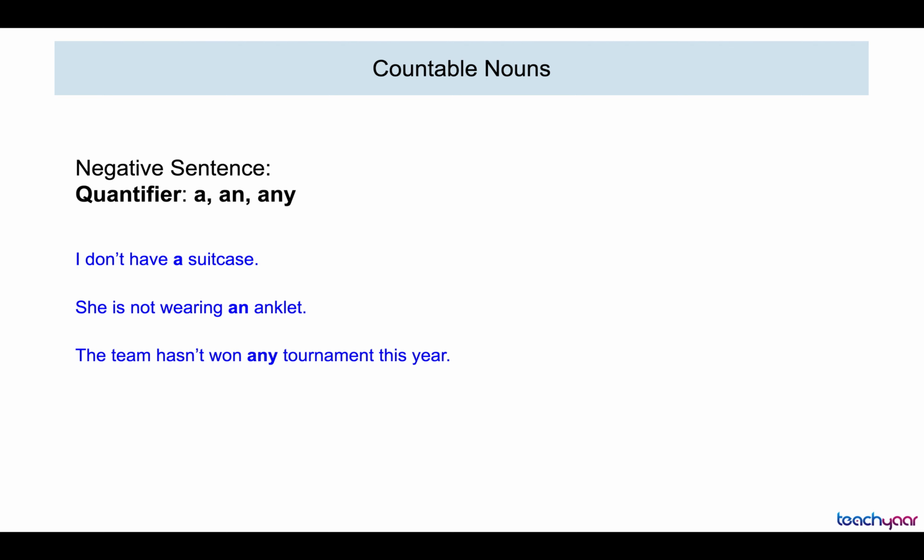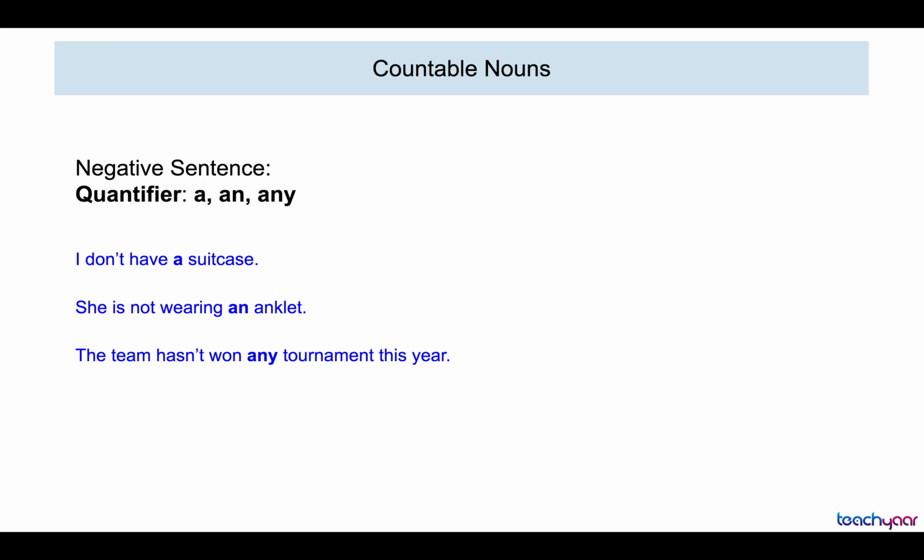The team hasn't won any tournament this year. Again it's a negative sentence, has not won, hasn't won. And tournament is singular, so we have used any tournament, has not won a single tournament, so only one. So we use the determiner any. Now let me tell you one thing, these rules about the quantifiers to be used, we don't really have to learn them by heart, but if you have a reading habit and if you keep on reading good books and magazines and so on, it will just come automatically to you. You'll find it very easy.